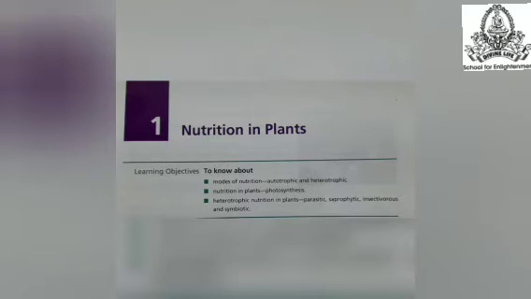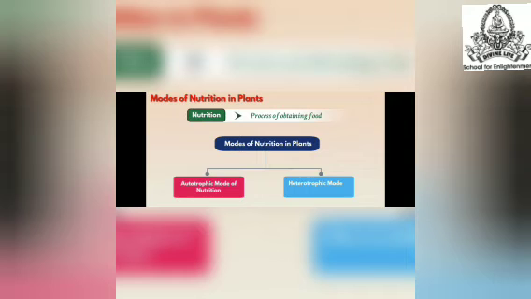In the previous class you learned that all living organisms require food. These components of food are called nutrients and are necessary for our body. As we know, the process of obtaining food is called modes of nutrition. On the basis of their modes of nutrition, all organisms can be divided into two main groups. The first one is autotrophs and the other one is heterotrophs.